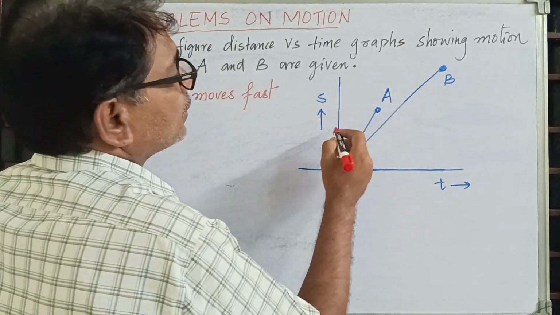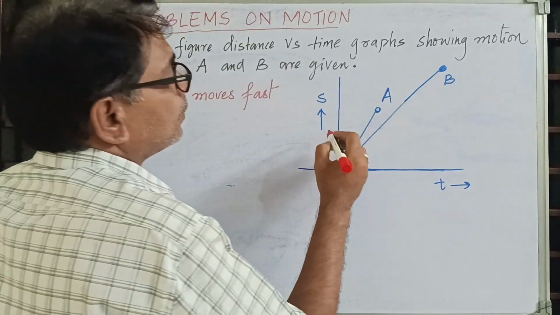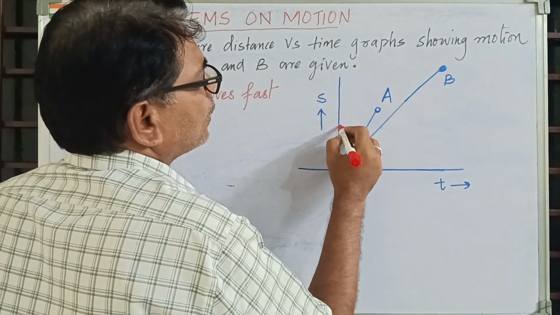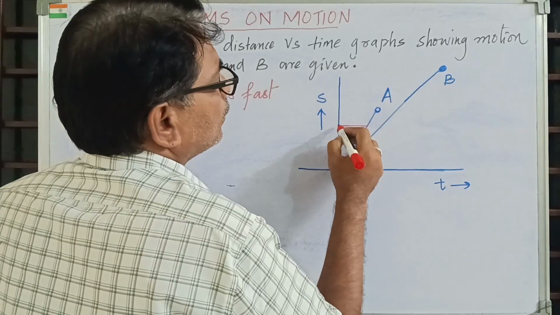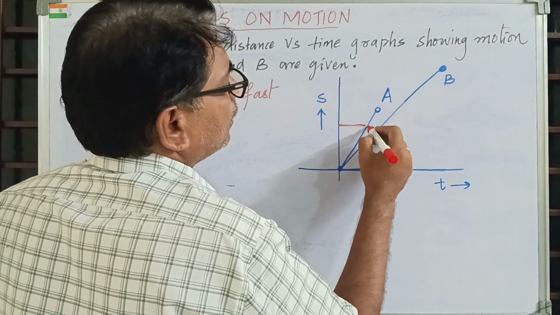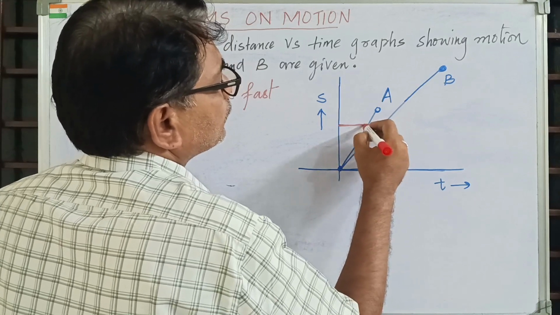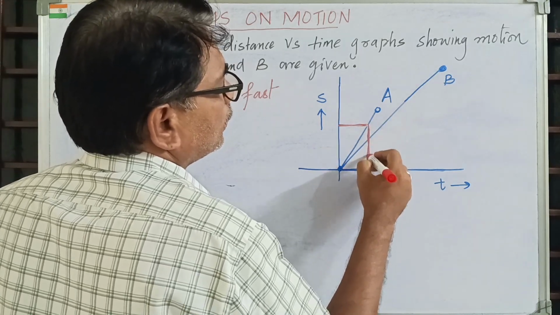How do you calculate which is fast? Very simple. You just take one line from here, straight away one line. Don't go to B. Just stop it here and straight away come down. Straight away draw one line like this. This is for your understanding only.